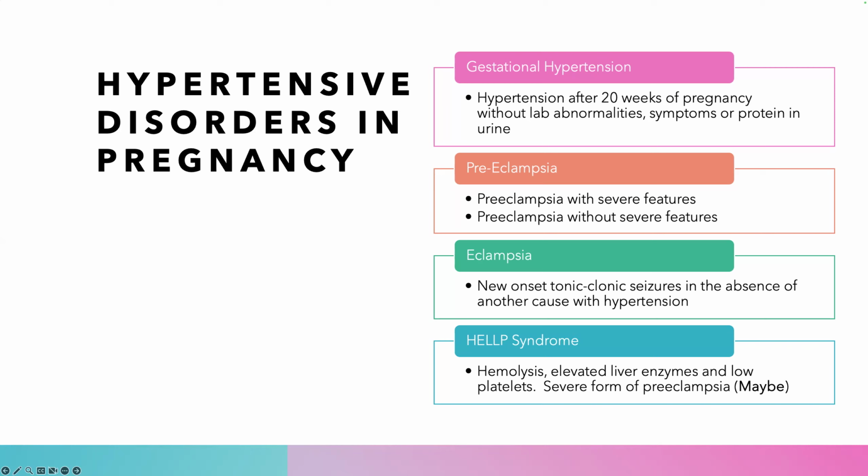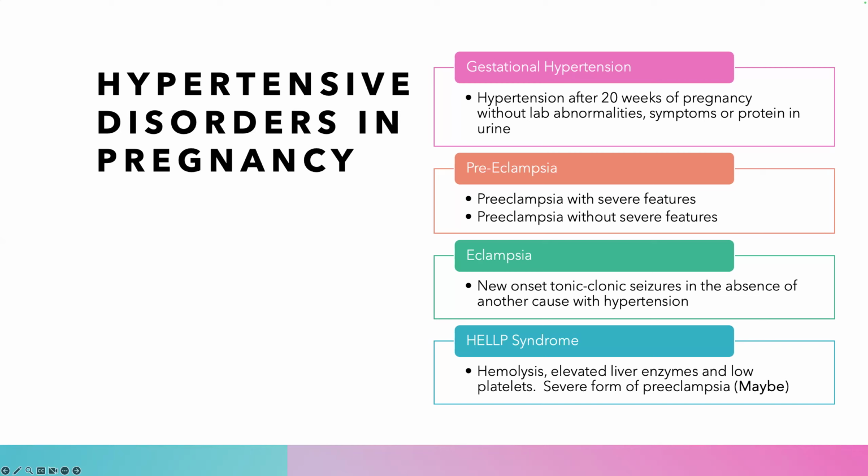Preeclampsia. If anyone's using an older textbook, this is something that's very blatantly different now. It used to be called mild and severe preeclampsia. It's now preeclampsia with or without severe features. So preeclampsia with severe features, and then preeclampsia without severe features. I will talk about them separately on the next page.